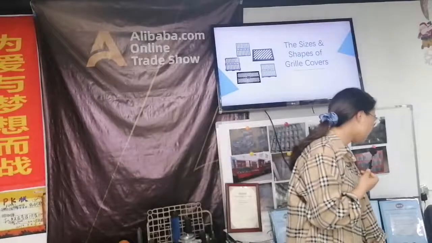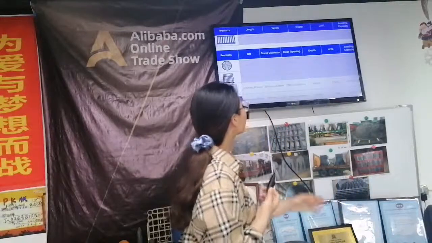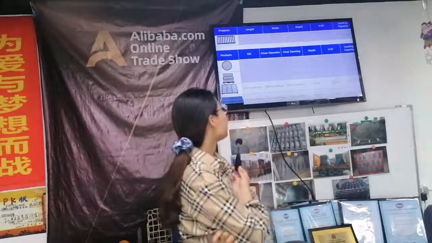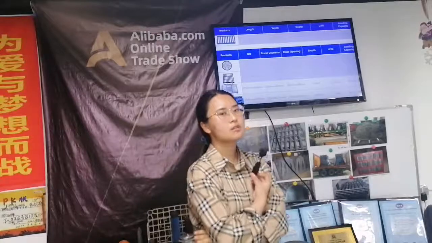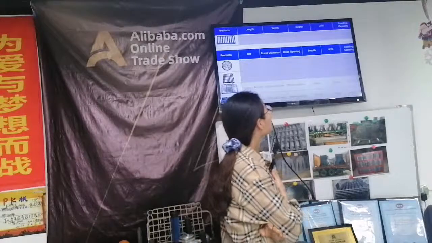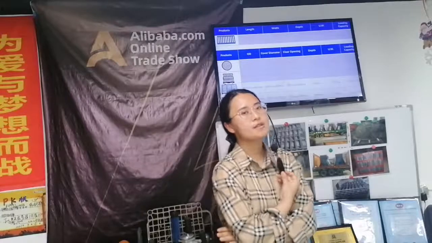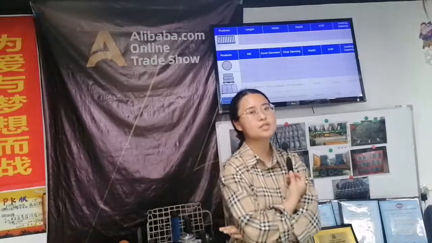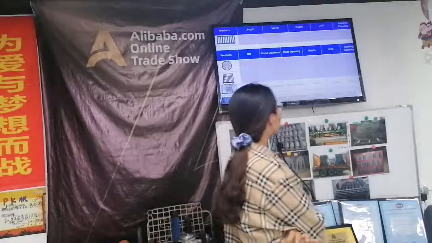Next, I will recommend some ground covers to you. The first one. For this one, the length is 500 millimeter. The width is 300 millimeter. The depth is 27 millimeter, and the unit weight is about 6.5 kilograms.